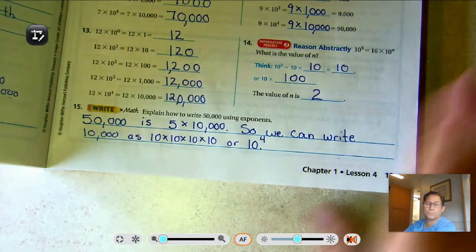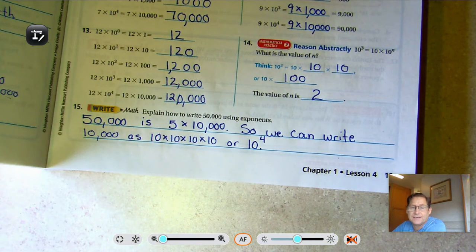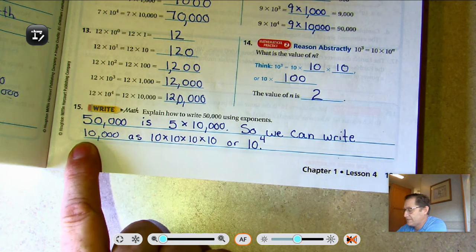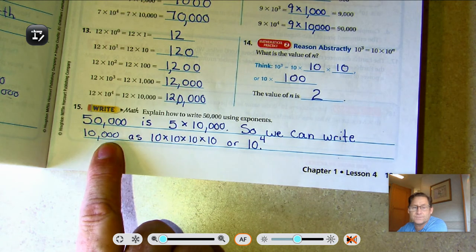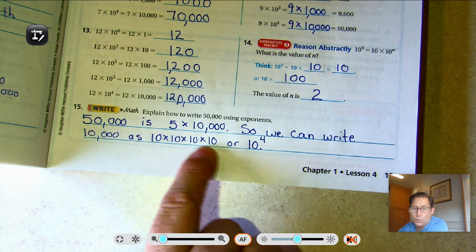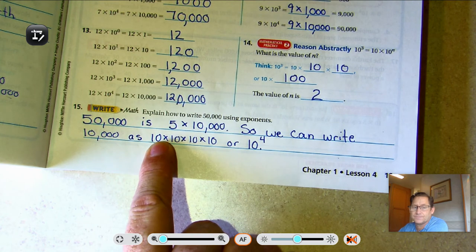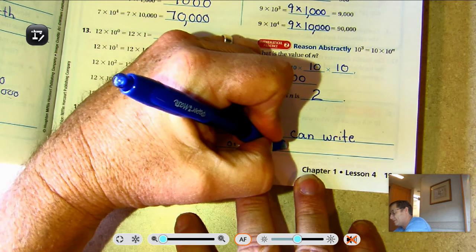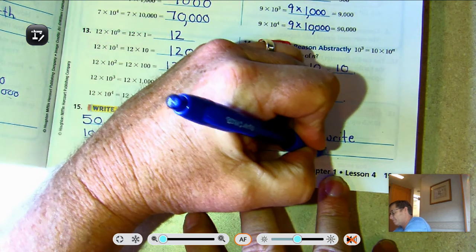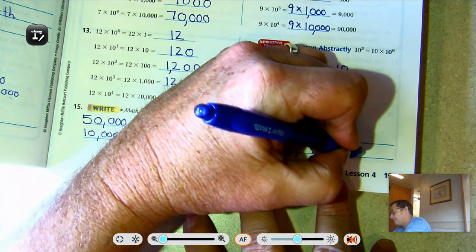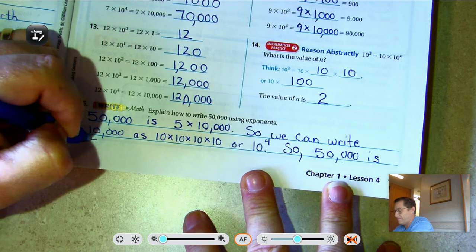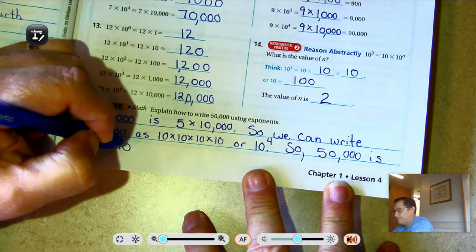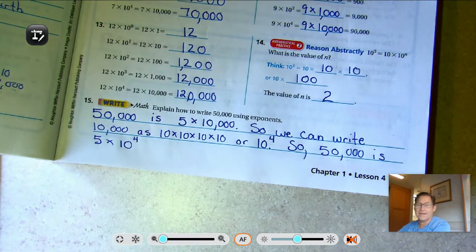All right, well, we know that 10,000 is 10 times 10 times 10 times 10. How do I know that by just looking at 10,000? Because I see 1 followed by 4 zeros. So there has to be 4 tens. All right, so now let's put those two things together. So 50,000 is 5 times the fourth power of 10.